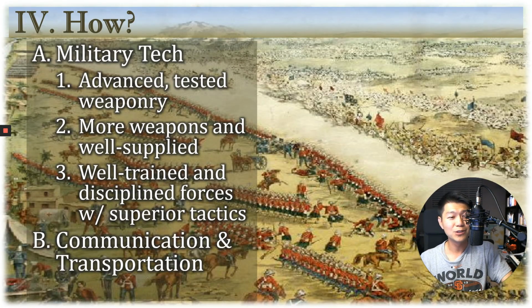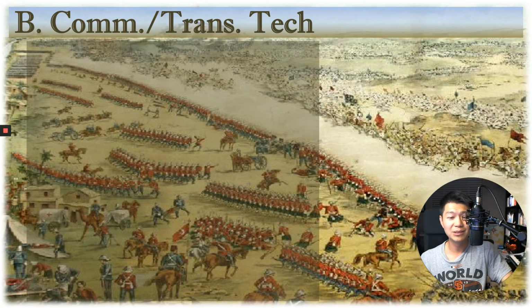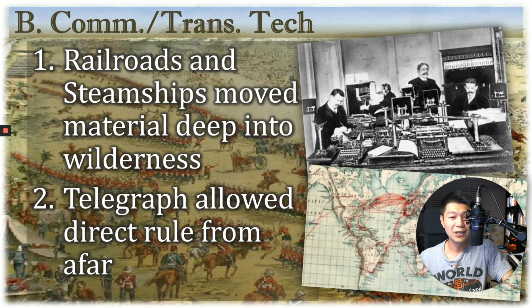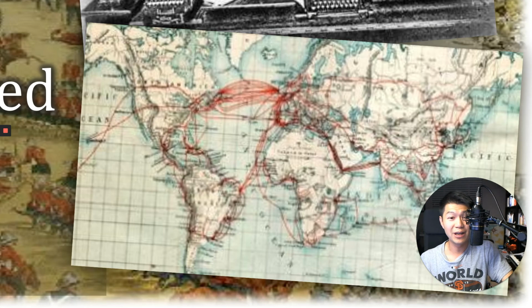Furthermore, there were also communication and transportation advances as well that we had previously mentioned. Railroads and steamships moved material deep into the wilderness like never before, deep into the jungles where previously they never had access. The telegraph lines allow for the metropoles, the center of the empires in London, Washington, D.C., Paris, Rome, and others, to be able to connect with their empires across the world.